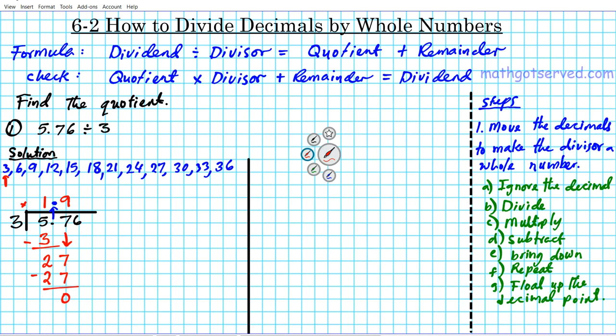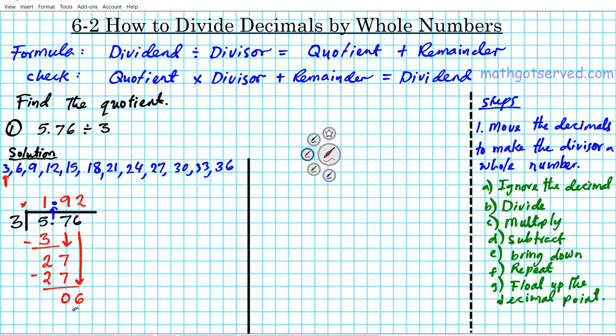0. Okay, we still have one digit there. What do we do with that? We bring it down. Bam. How many times does 3 go into 6? 3 goes into 6 evenly, right? Because 6 is right here. Twice. 3 times 2 is 6. Therefore, 6 divided by 3 is 2.